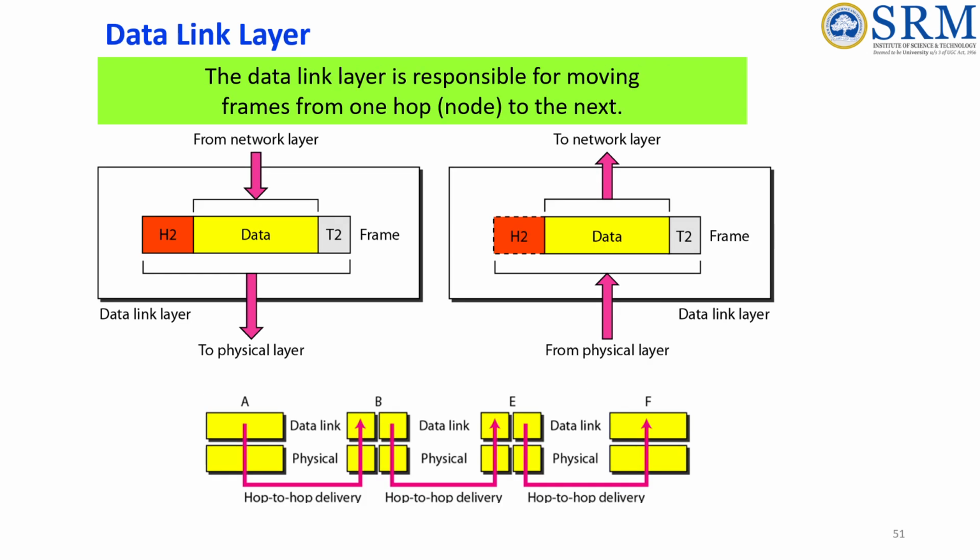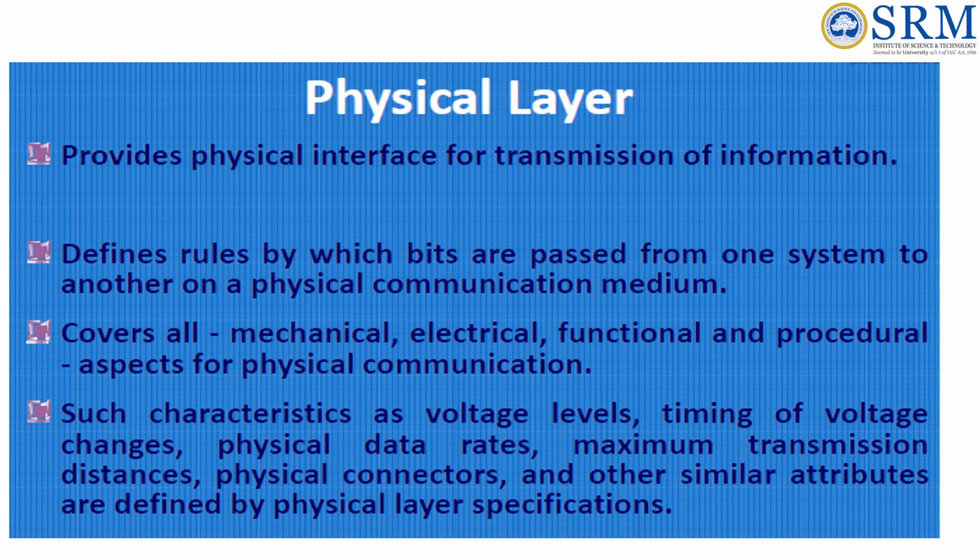The data link layer is responsible for moving frames from one hop or node to the next. So this layer focuses on communication between different directly connected network devices. And finally, we have the physical layer. This is the lowest layer and is responsible for transmitting the raw bit stream.